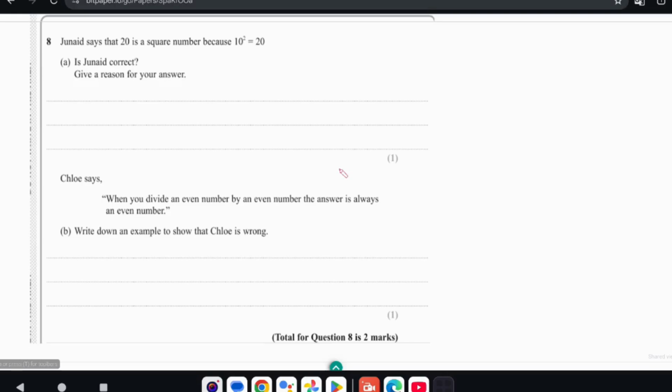Junaid says that 20 is a square number because 10 squared equals 20. Is Junaid correct? No. 10 squared is multiplying a number by itself, which is 100. Chloe says, when you divide an even number, the answer is always an even number. Write down an example to show Chloe's wrong. 10 is even, 2 is even, 10 divided by 2 is 5, 5 is odd, so Chloe's wrong.